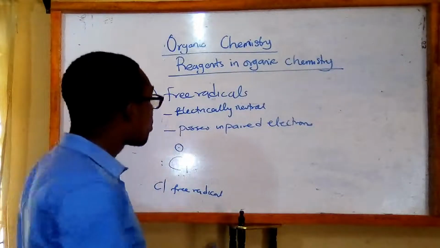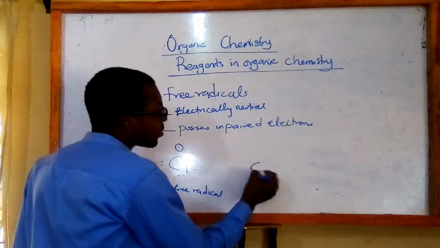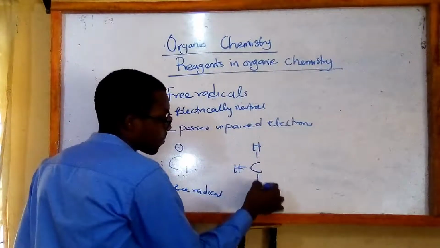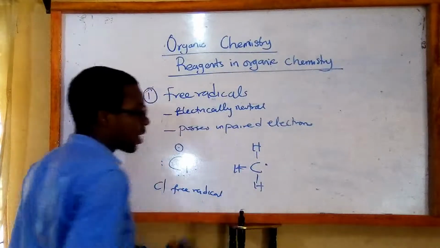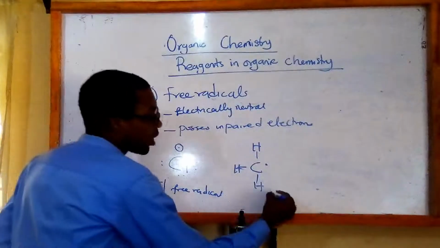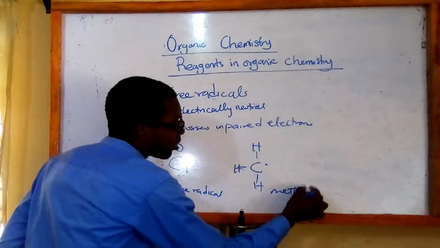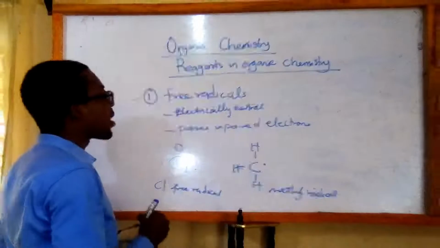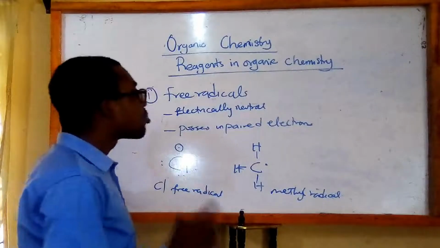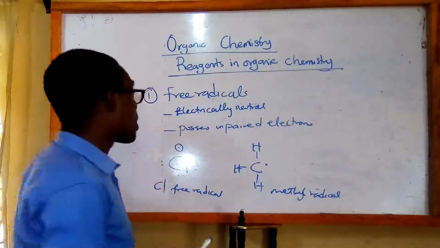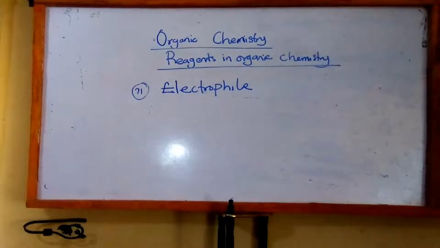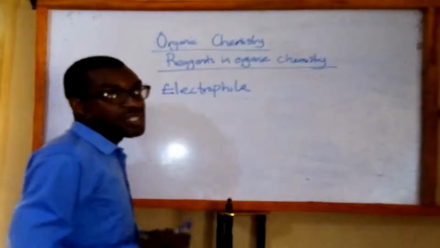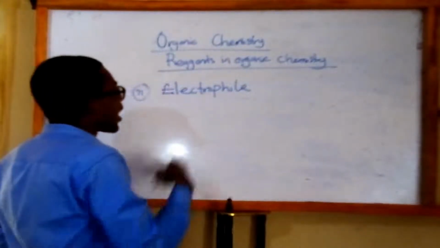Another example of a free radical is the methyl radical. Look at this, again, carbon with an unpaired electron, and this is called a methyl radical. So like I've said, free radicals are electrically neutral and they possess unpaired electrons. Now we are done with free radicals, and the second one is electrophiles.